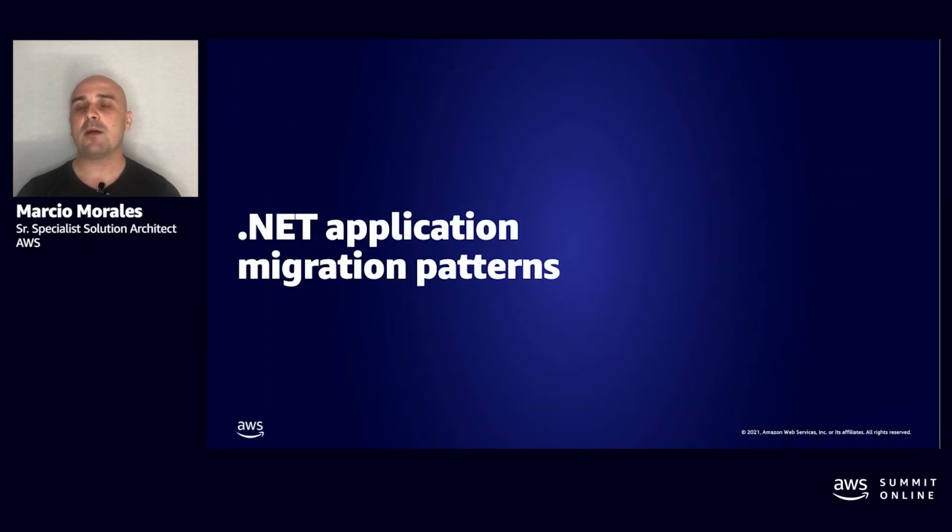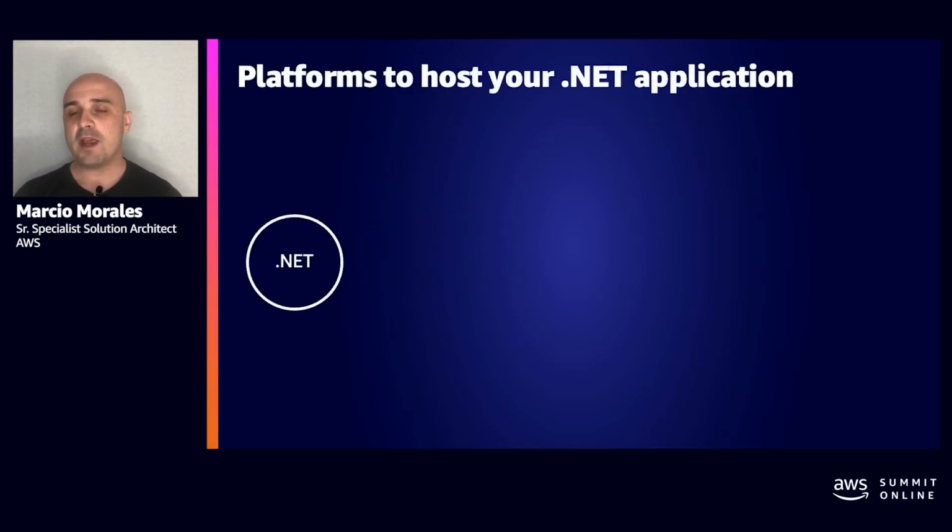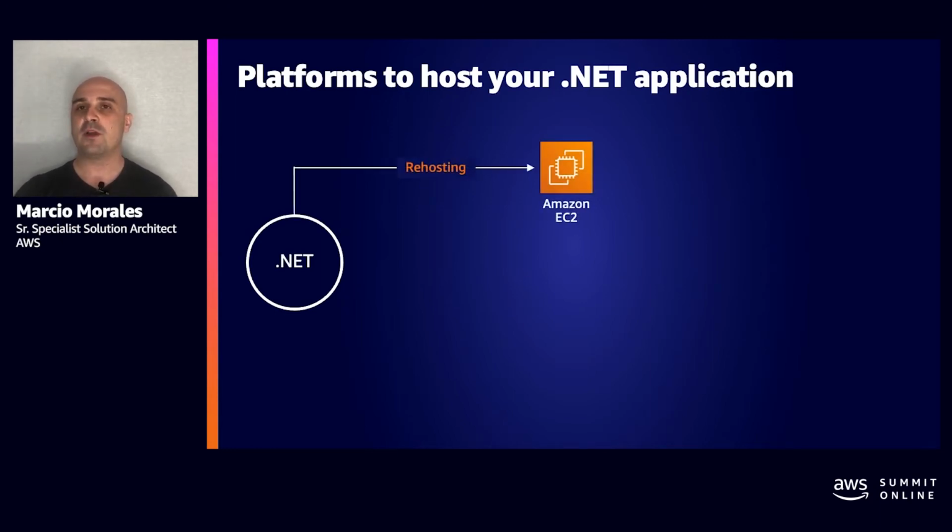Now let's talk about .NET application migration patterns. So to migrate a .NET application, you have some options. The first one is to rehost your app. So you can run your .NET application on top of Amazon EC2 instance. This is not going to change the way you build your app or the way you deploy your app. It's going to be the same as you do on-premise.